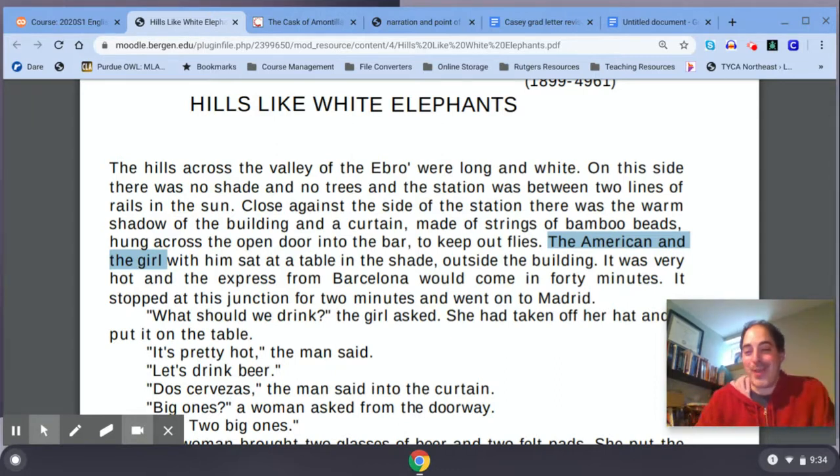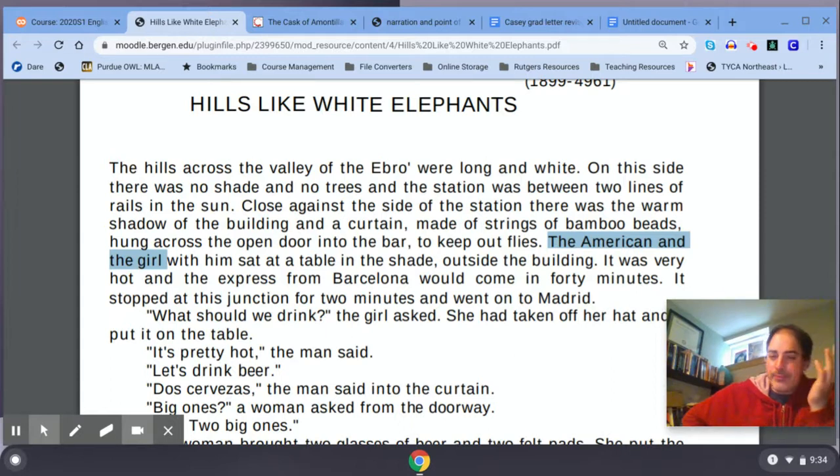Identifying your character by name is one of the first things that a writer of fiction usually does. And we never get the names of our characters of the story. We get the American, and we get the girl, and then later Jig, because the American calls her Jig. Why would Hemingway not give us names? That's odd.